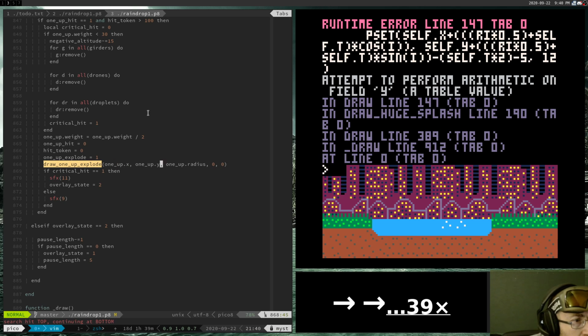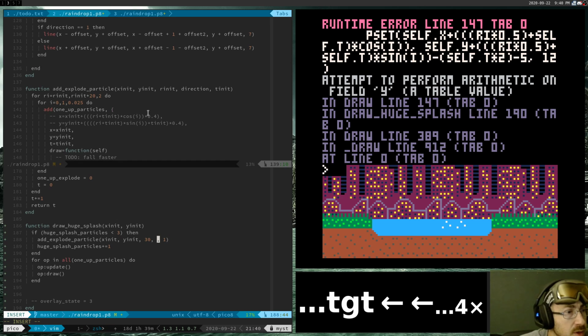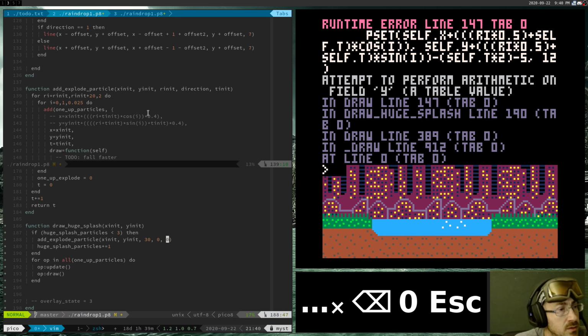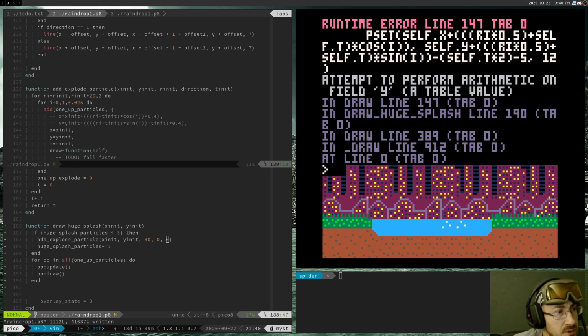One up X, one up Y, radius 0 and 0. And we're trying to use 1 and 1, so maybe that's the problem. We need 0 and 0 over here. Alright, we'll see if that fixes it. Because otherwise, it looks like it should work.